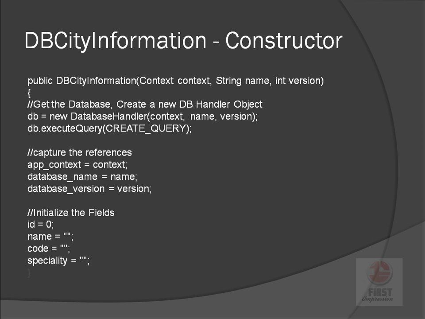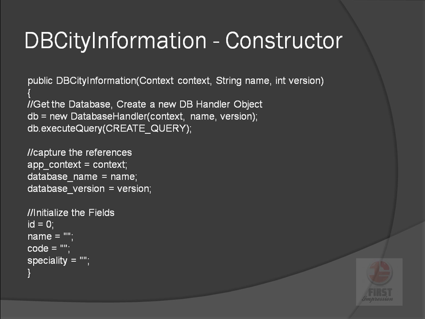So let's revise what we have done. We had first created the database handler class. Inside the database handler class, we had three functions: the execute query function, the execute select function, and the close database function. The execute query function was used to execute general purpose queries on the database. Execute select was used to just have the select queries. The execute select function gave us a cursor. That cursor will be used to go through all the records of the database.